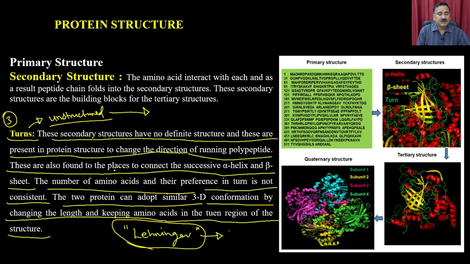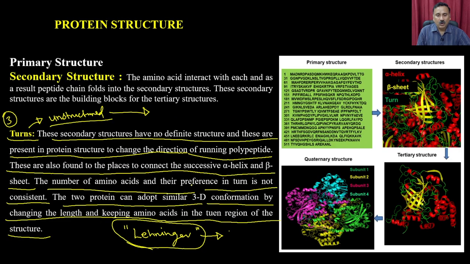So there is no preference for the amino acids in the turn, because a turn is a structure which connects alpha helix to alpha helix, and that's how it is responsible for the formation of different types of motifs. It can also connect an alpha helix to beta sheets, and that also gives different types of motifs. So when alpha helices or beta sheets come together with the help of the turn, they give you different types of motifs.